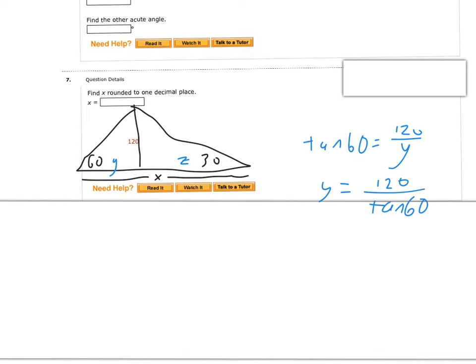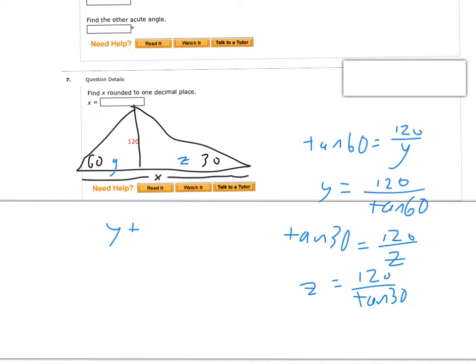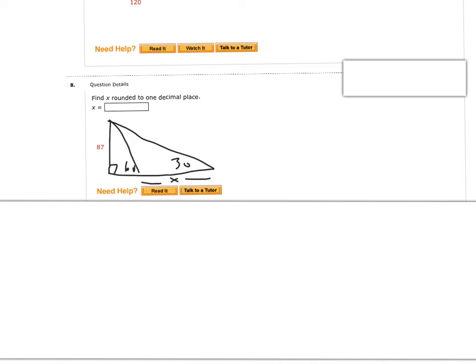And then I would just do the same thing for z, except it would be tan 30 equals 120 over z. And so z would then equal 120 over tan 30. And I would just know that the answer here for x would just be y plus z. I just kind of made those two up so that I could then add them together and give me that side x.